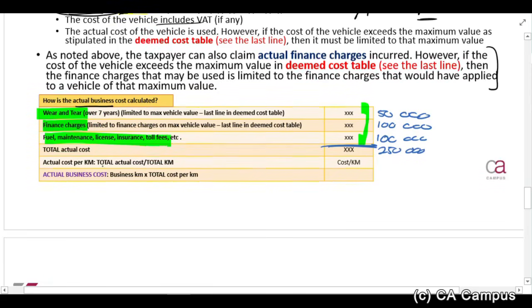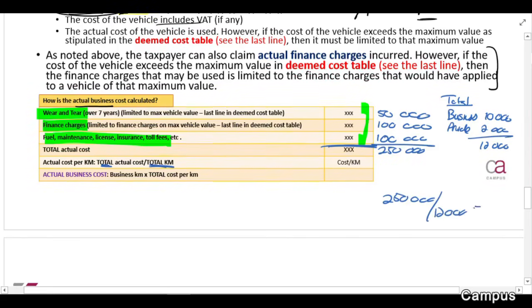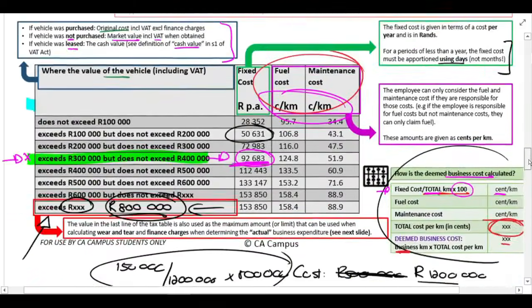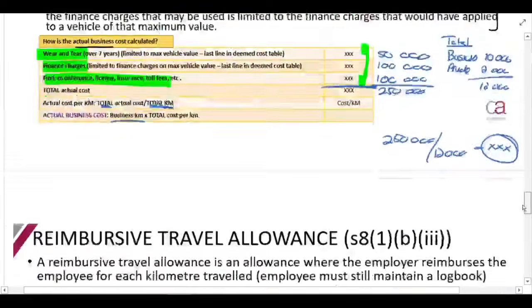You then divide it by the total kilometers traveled. So the total kilometers is the business kilometers, let's say that was 10,000, and the private kilometers that you've traveled, 2,000. So you will say 250,000 divided by 12,000, and that gives you a cost per kilometer. That cost per kilometer you multiply by the business kilometers to get the business cost. Again, you'll see when you look at the lecture example, very simple. So that's the deemed cost and the actual cost, the most important parts.